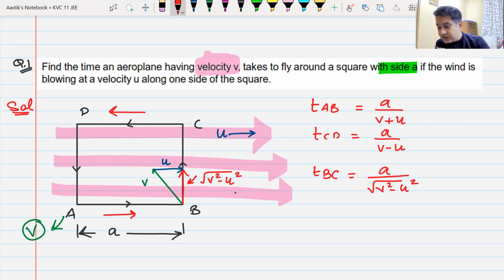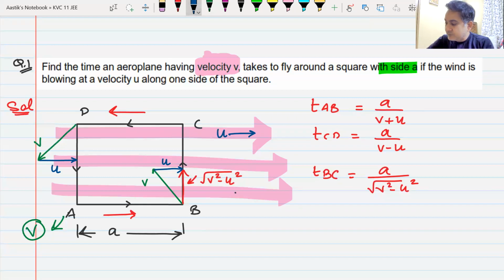Now coming from D to C, D to A is the same but in the opposite sense. So how should I move? I should move like this. Yes or no? With the velocity V. The velocity of the river U will get added up like this, and I will get the net velocity like this and I will end up at point A. Yes or no? How much is this? This is again root over V square minus U square. Do we understand this?